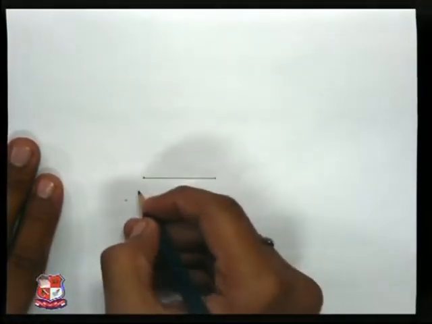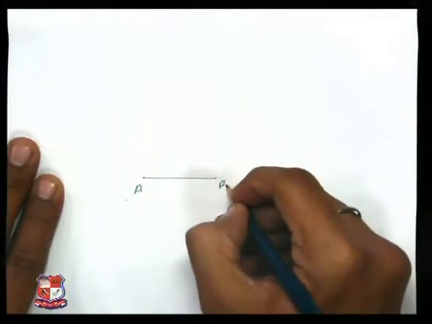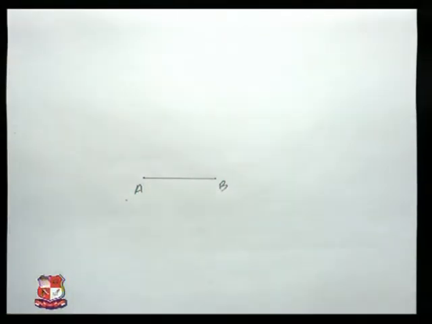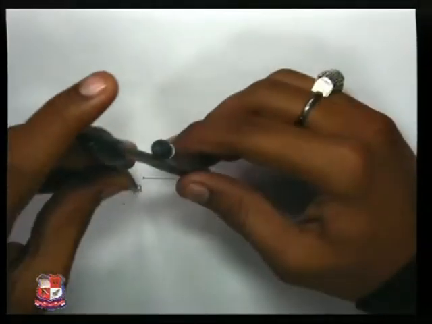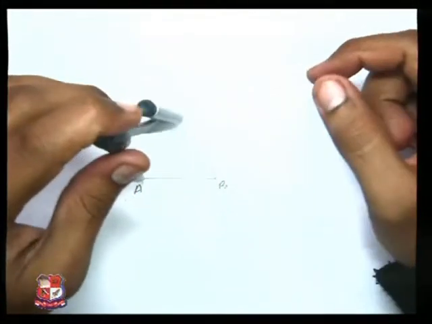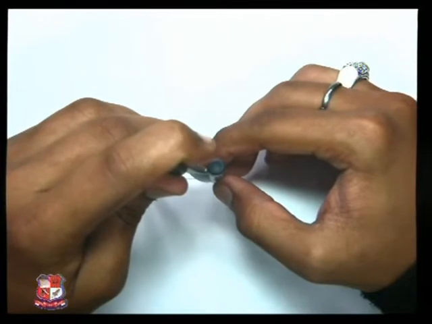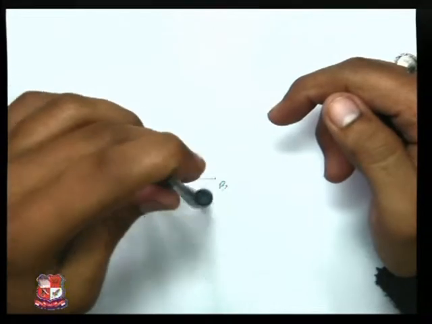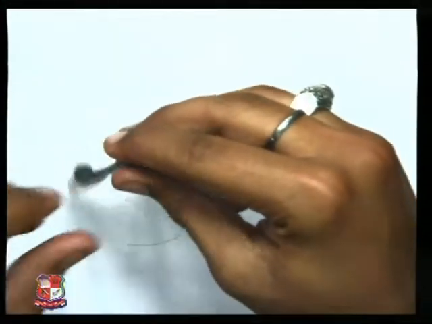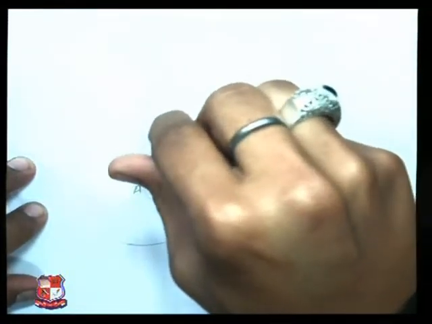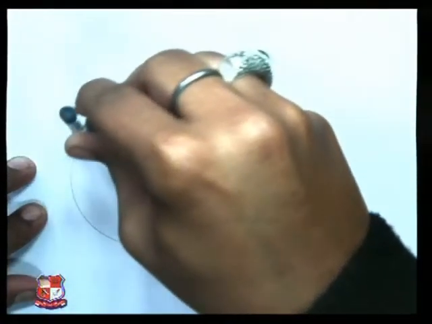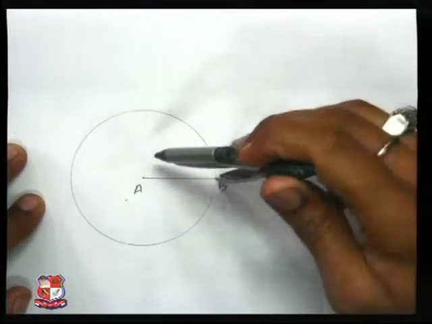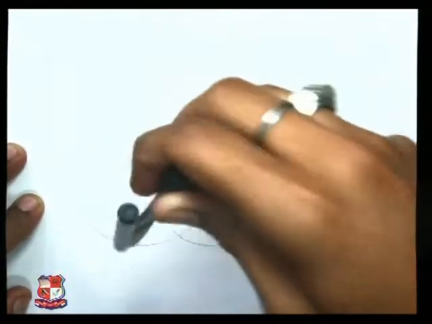Let's say it A, B. Now we are going to draw a circle. We have 36 mm as radius, which means that our circle diameter would be 72 mm. AB as radius, A as center. Again AB as radius, but B as center.